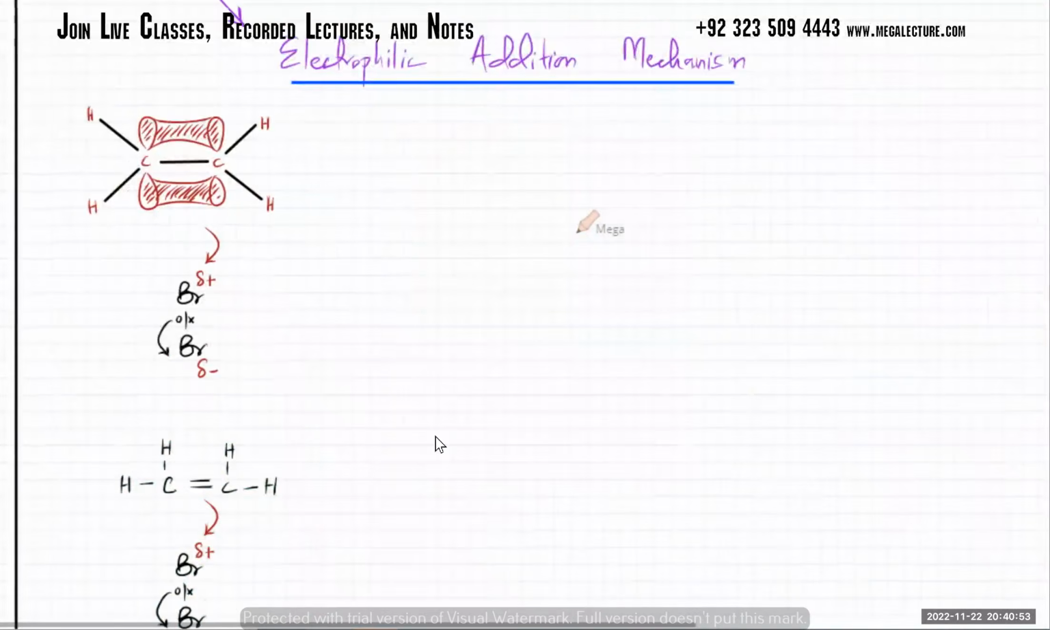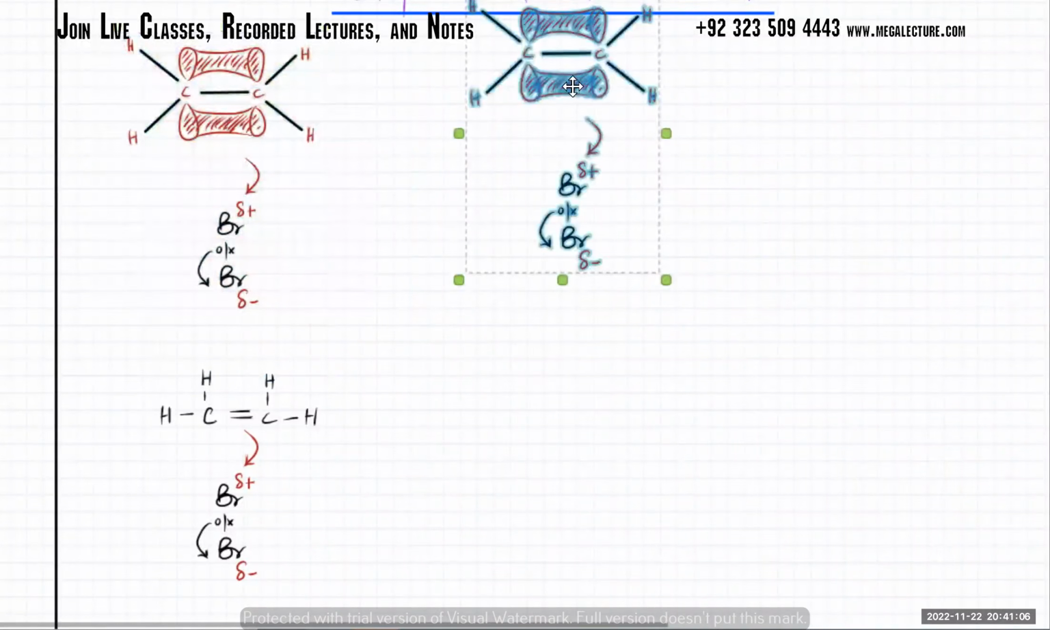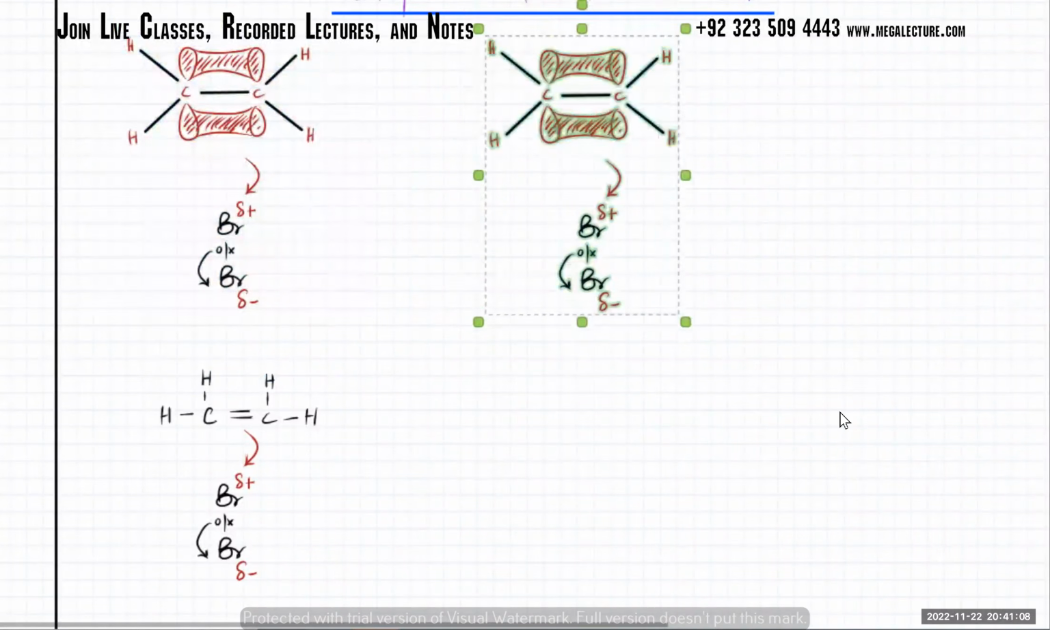Okay, what is going to be the next step? The next step is that the Br molecule is getting attracted to it, but only one of the Br is getting attracted to it. The other one is actually getting repelled. The negative one is going to be repelled even more, and the positive one is going to be attracted even more. Is that clear?